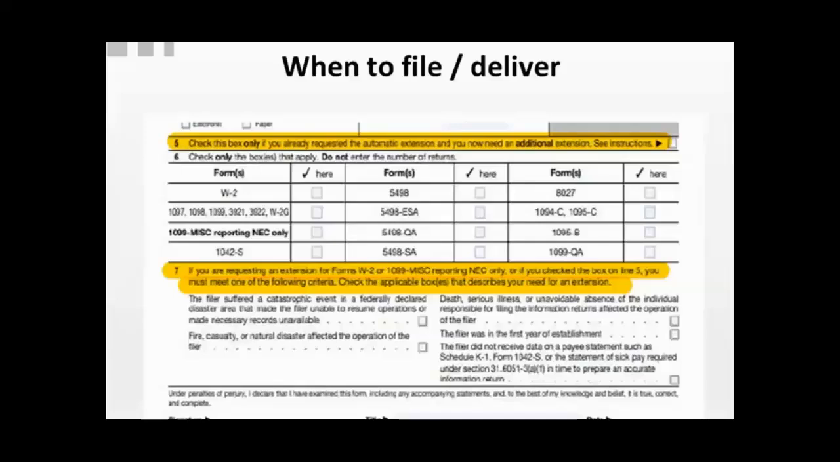So major catastrophic event in a federally declared disaster area, fire, casualty or national disaster that affected the operation of the filer, death, serious illness, that kind of stuff. Also, interestingly, the filer was in the first year of establishment, in which case they're probably eligible for a first-time penalty abatement anyway, so that would happen, or they might have just made a mistake and not realized they had to file by January 31st.